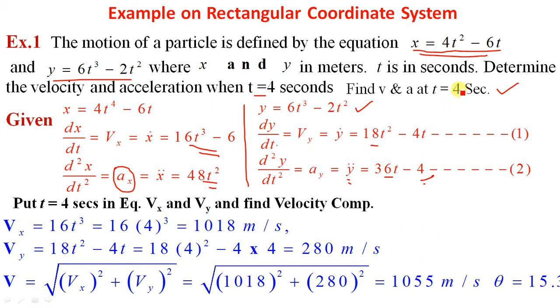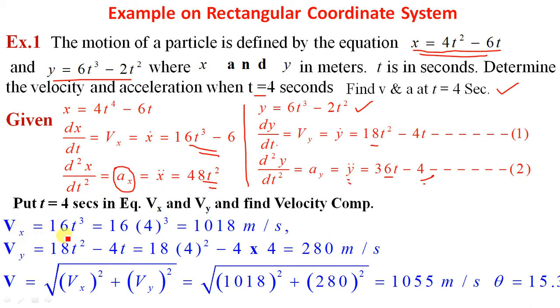Just substitute t is equal to 4 in equation number 1 will give you the velocity in x direction and in y direction. Then after that you have to find out the total velocity v, which is equal to under root of vx square plus vy square, and its direction theta is equal to tan inverse of vy upon vx. Similarly, substitute the value of t in equation number 2. So you will get the value of ax and ay. Then find out the total a is equal to under root of ax square plus ay square, and the direction theta is equal to tan inverse of ay upon ax. So quite simple procedure.